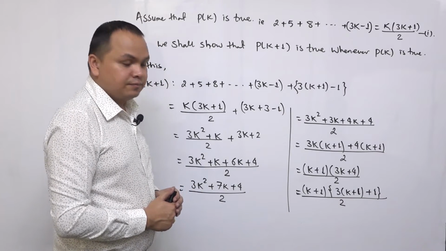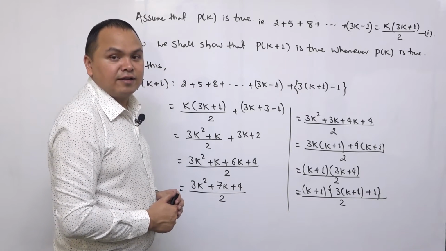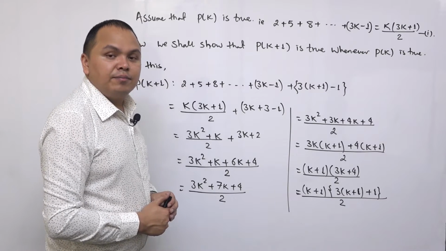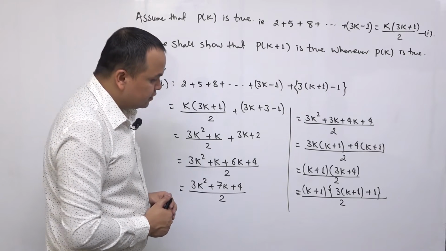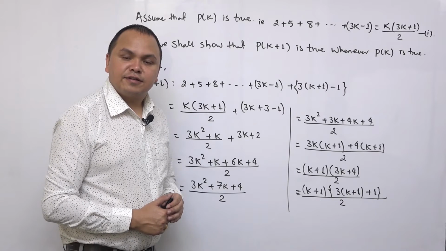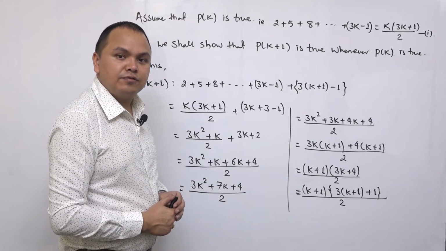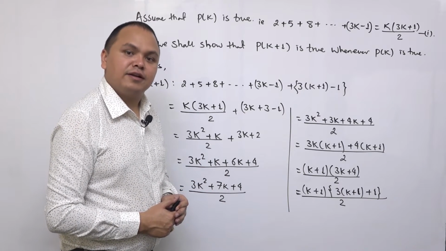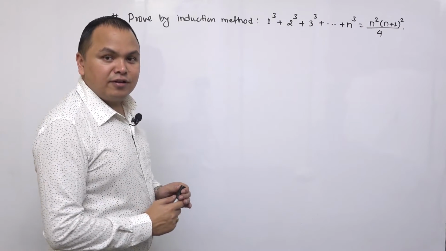This shows that Pk plus 1 is true whenever Pk is true. Hence, by the principle of mathematical induction, Pn is true for all n belongs to natural number. We take another example.